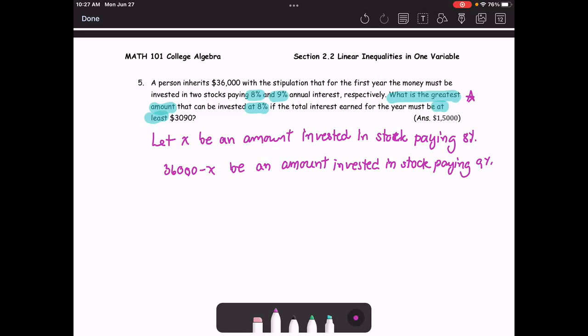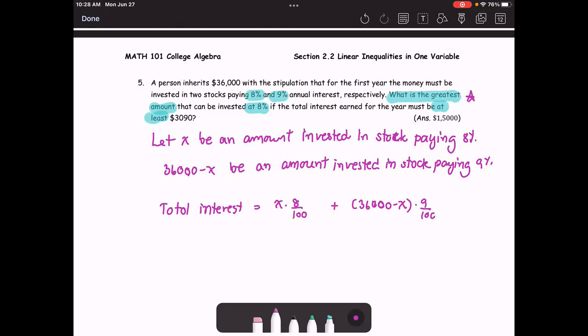So that means the total interest would be from the 8%, which is X, multiplied by 8%, which is 8/100, plus another amount, which is 36,000 minus X multiplied by 9%, or 9/100. Or you can use 0.09 and 0.08.